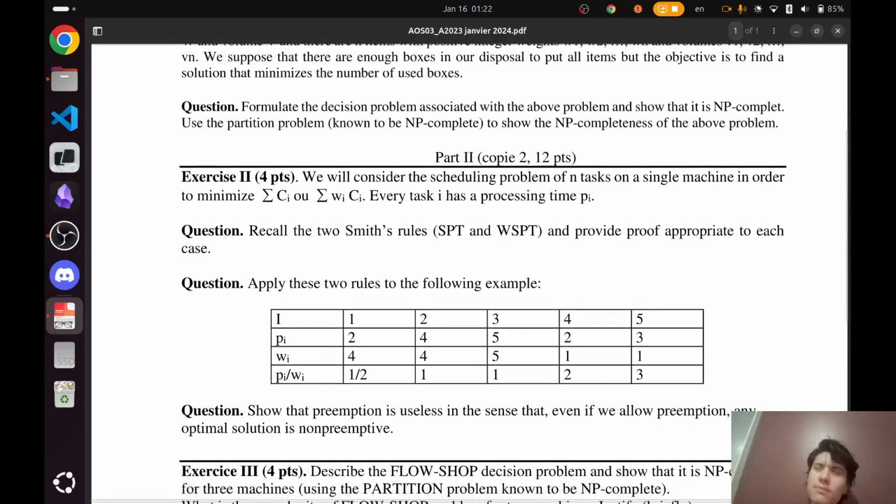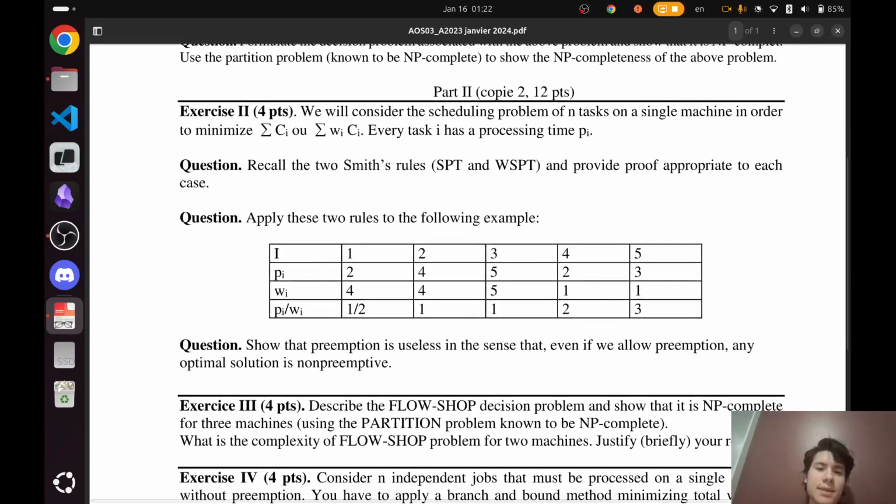And the hard problem has to be a decision problem, so it has to have an answer of yes or no. That's basically it. Then I saw something about scheduling.